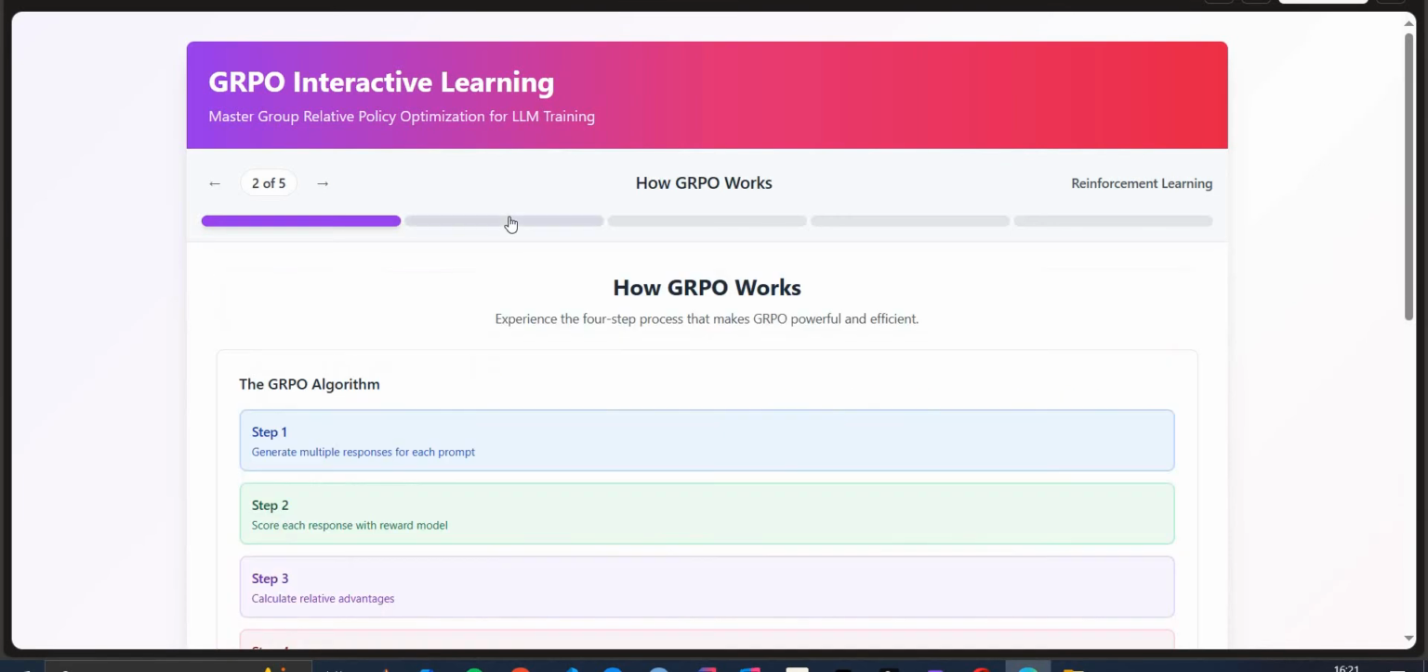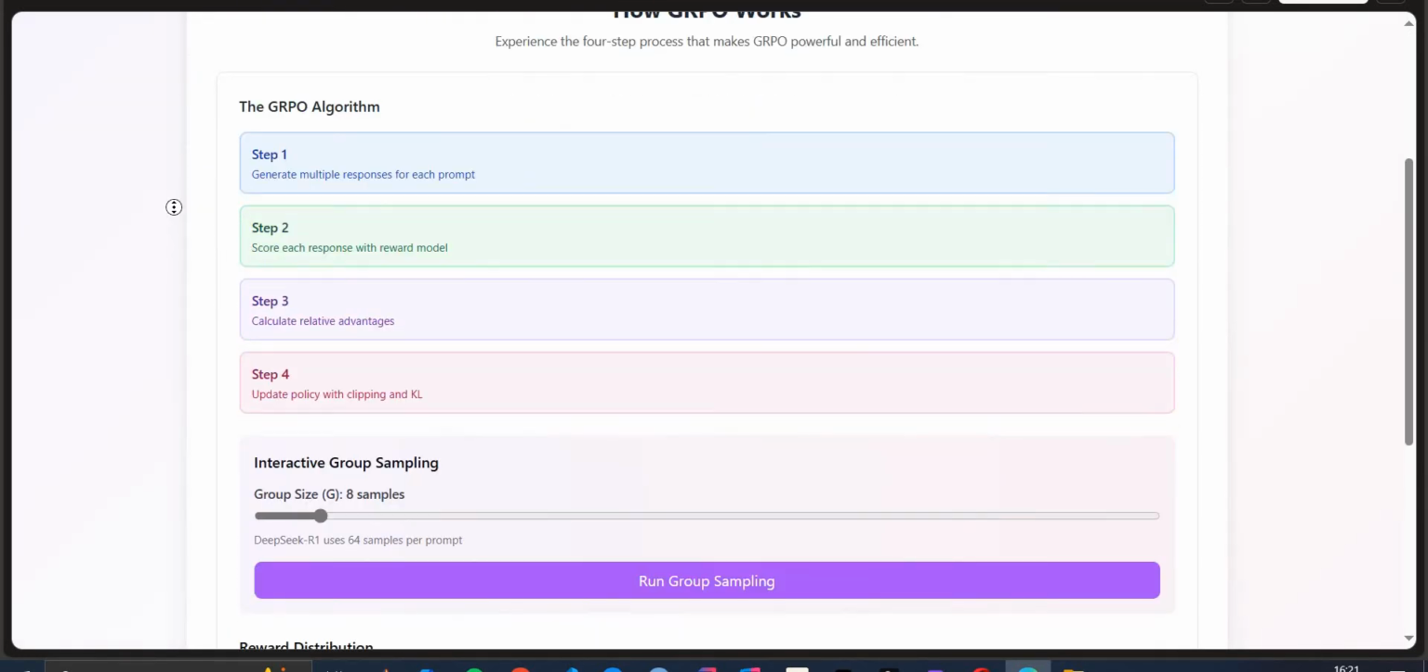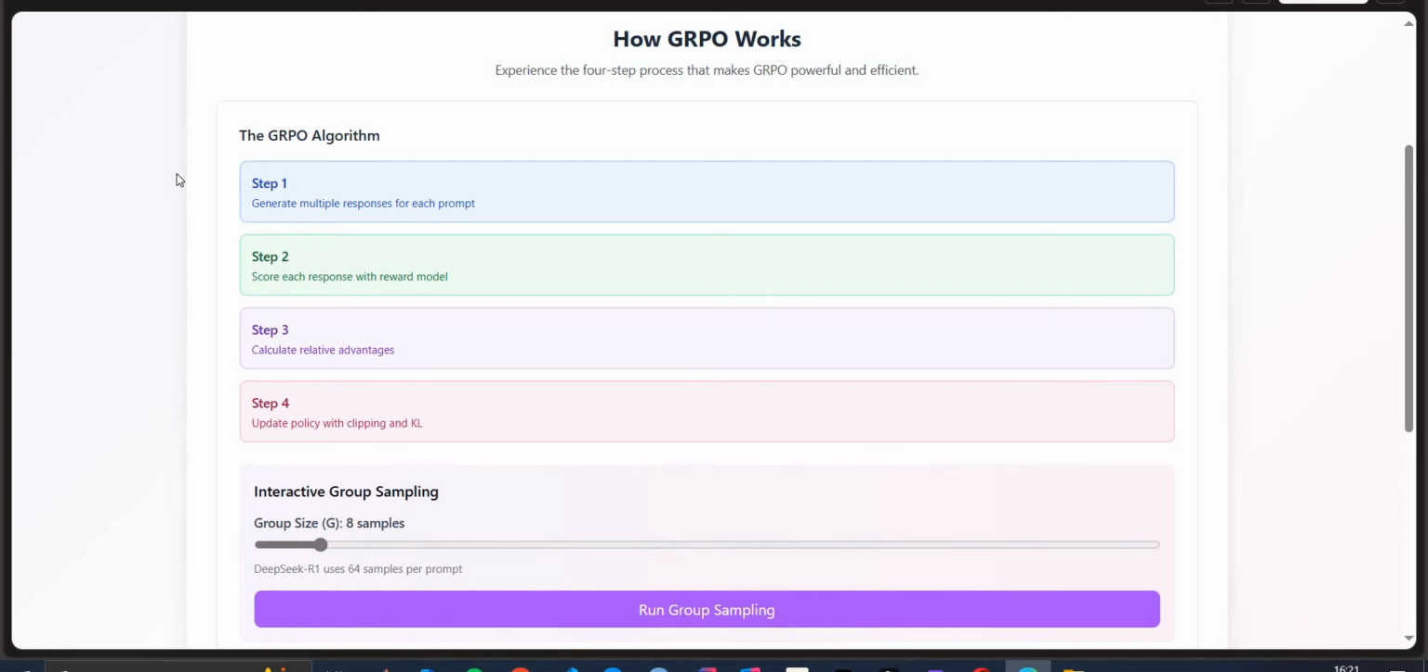And how it works, let's talk about that. Step 1. We generate multiple responses for a single prompt. Let's say you give the model a question. It doesn't just produce one answer. It generates a set of possible answers, maybe 8, 16 or even 64 of them depending on the group size. And step 2, each of these responses is scored using a reward model, and the reward model might evaluate correctness, coherence, or how close the answer is to the desired results.